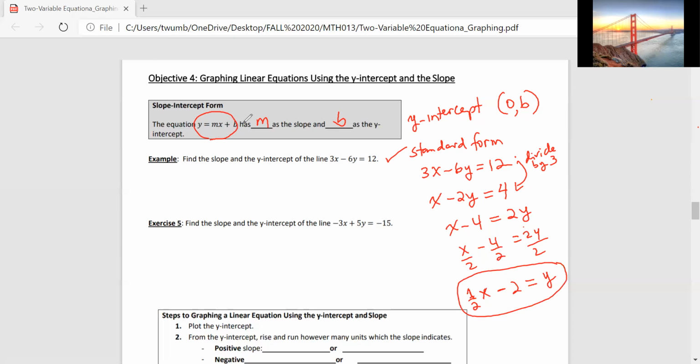So that tells me that my slope is always the value in front of x, just like we see here. So the slope is 1/2. The y-intercept, remember the y-intercept is of this form. It's going to be 0, and whatever the b value is. The b value in this case is what? -2.